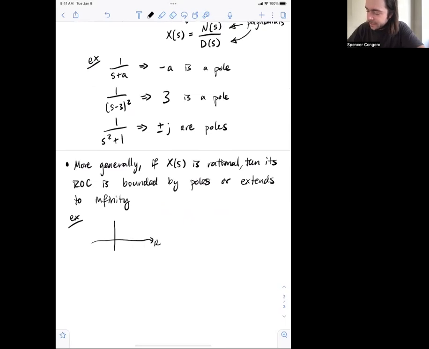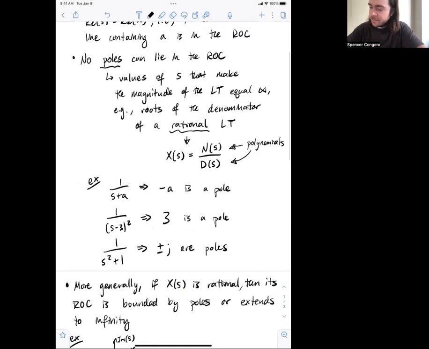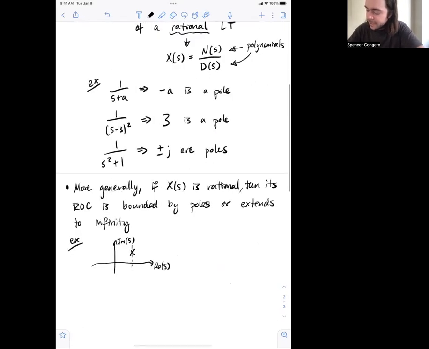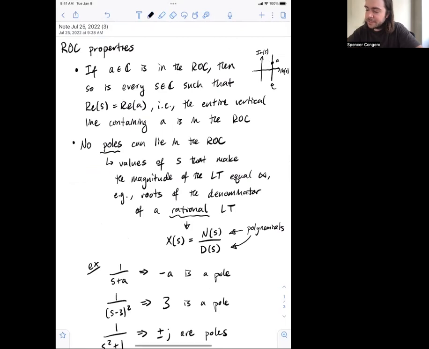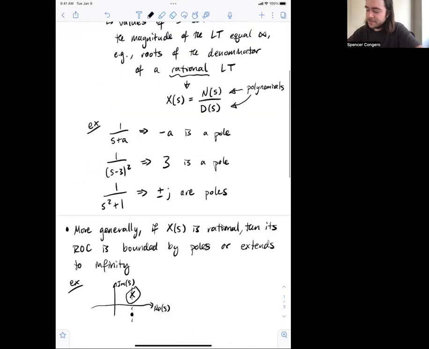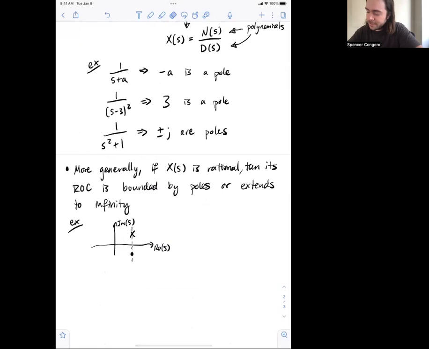So for instance, if I had a pole maybe right there, okay, then what do I know? Well, first of all, I know that no poles can be in the ROC. If there were to be some value on this vertical line that was in the ROC, then I would get a contradiction, because by property one, if there's a value that's in the ROC, then everything on that vertical line also is, but there's a pole on that vertical line. And so I know that nothing else on that vertical line can be in the ROC. That's where we draw the dotted line.